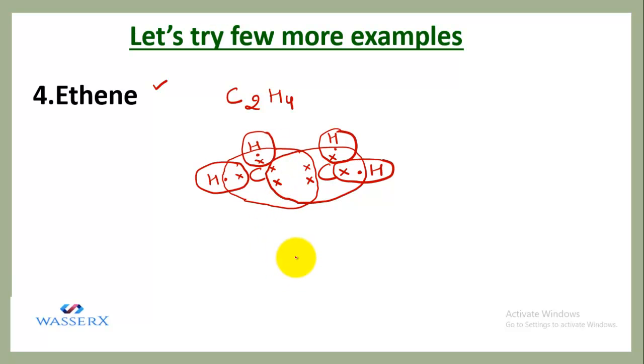You can replace the dots or the crosses by the bond lines. So this is how you're going to show how the ethene is formed, or how they are sharing the electrons. So this is how the bond is formed.